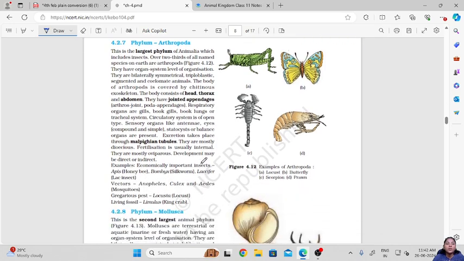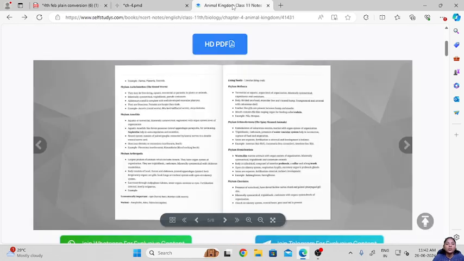Then the next phylum which we have is Arthropoda.